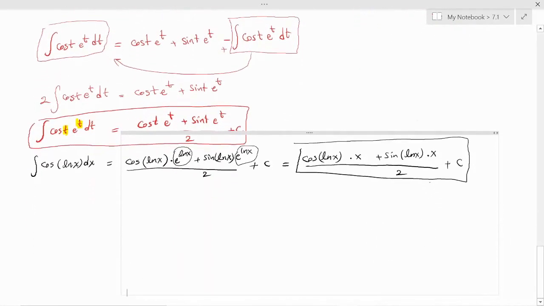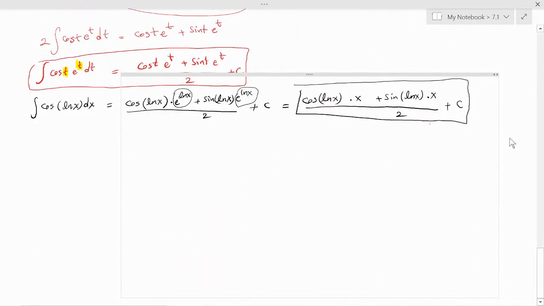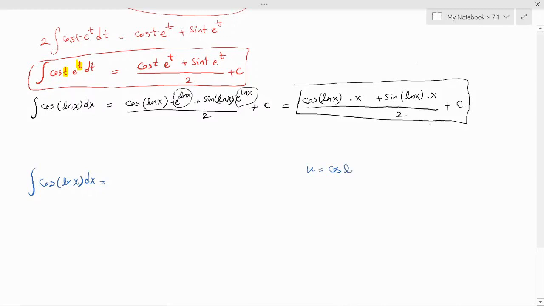Okay, I mentioned that I will try to do this by integration by parts as well, originally without the substitution. So let's do that. Let's say the question was originally given as the integral of cosine ln x dx, and we want to find out this integral. If you pick u to be cosine ln x and pick dv to be dx, so dv equals dx.